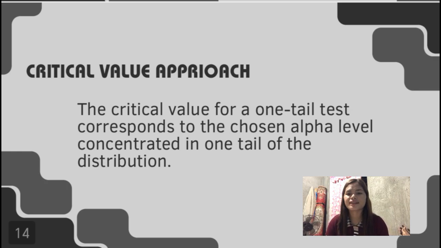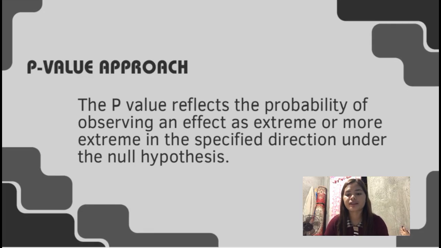So next, the p-value reflects the probability of observing an effect as extreme or more extreme in the specific direction under the null hypothesis.